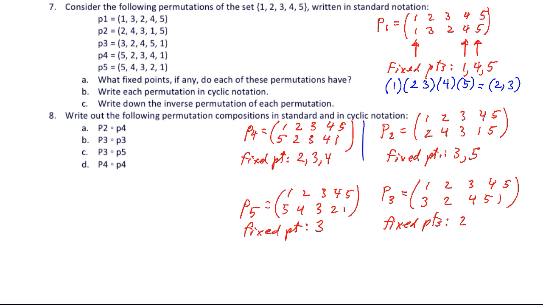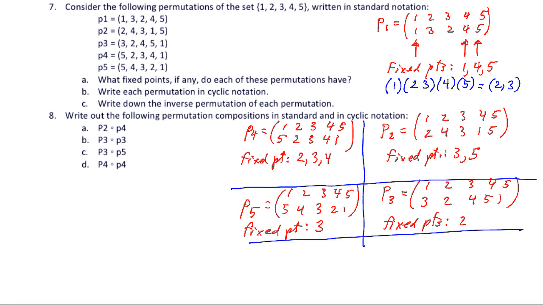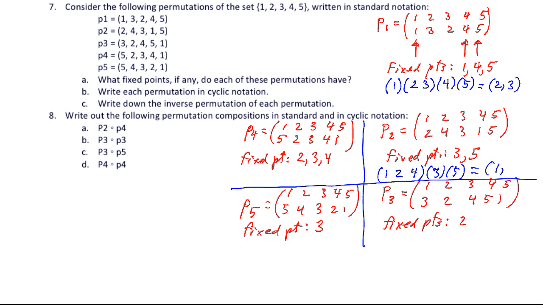For permutation P2, let me cordon this off a little bit here. We have 1 mapping to 2, 2 mapping to 4, and 4 back to 1. And that completes the cycle. Next, we need to figure out where 3 goes. 3 is fixed and 5 is fixed, so we can write (3) and (5). And again, we can omit the fixed points and write (1 2 4).